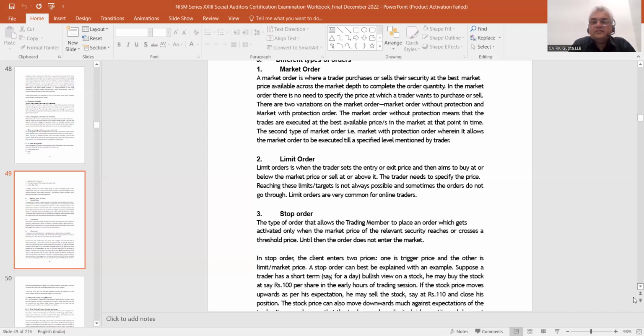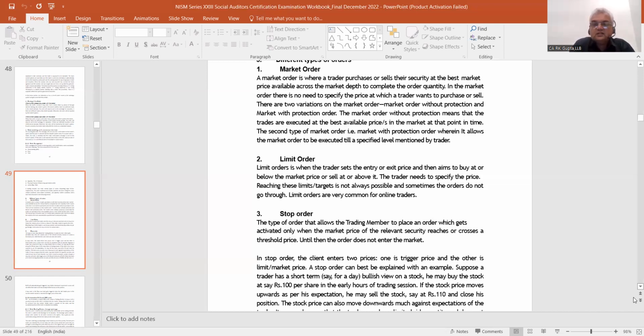A stop order can best be explained with an example. Suppose a trader has a short term, say for a day, bullish view on a stock, that he feels this stock will go up. Bullish means that you are expecting that it will go up, and bearish means you are expecting that it will go down. He may buy the stock at say 100 rupees per share in the early hours of the trading session. He entered the market at say 10 o'clock or 9:30, and he bought a certain stock at 100 rupees per share.